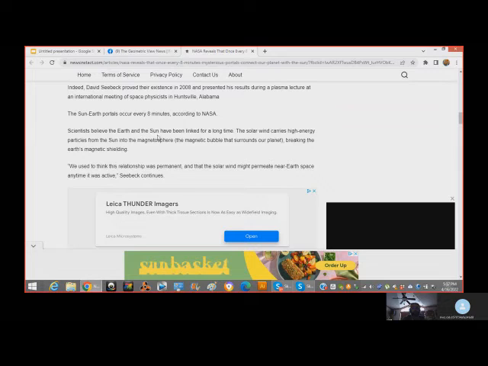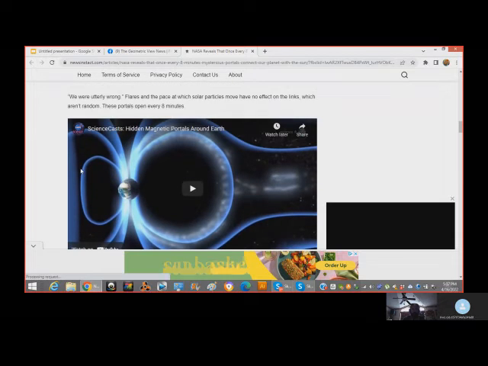Scientists believe the Earth and the Sun have been linked for a long time. The solar wind carries high-energy particles from the Sun into the magnetosphere, the magnetic bubble that surrounds our planet. Magnetosphere, magnetic bubble, like I was talking about, breaking the Earth's magnetic shielding. We used to think this relationship was permanent and that the solar wind might permeate near-Earth space anytime it was active. Sibeck continues. There's a little video.